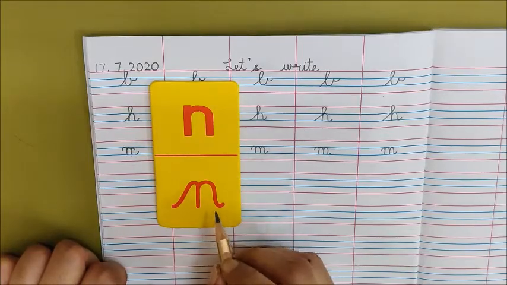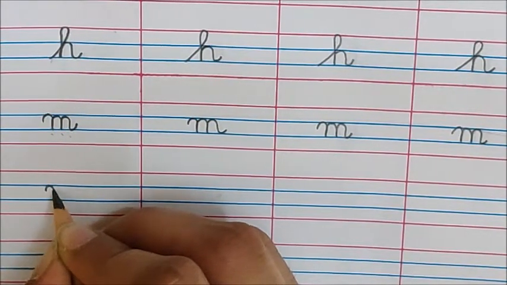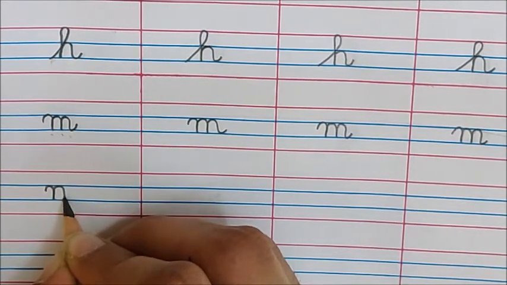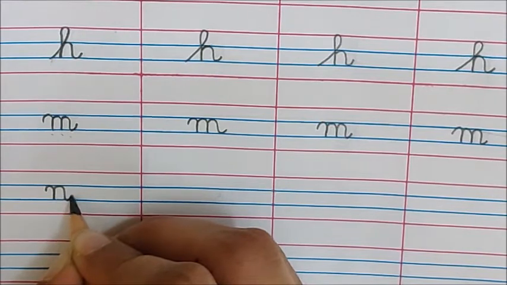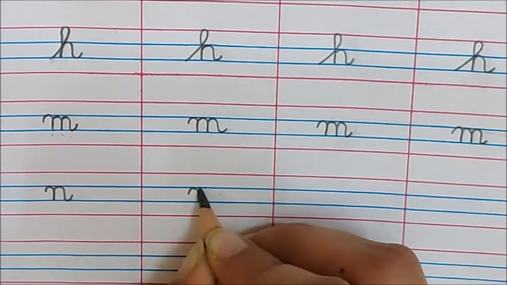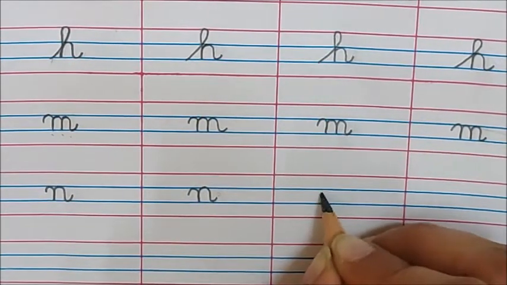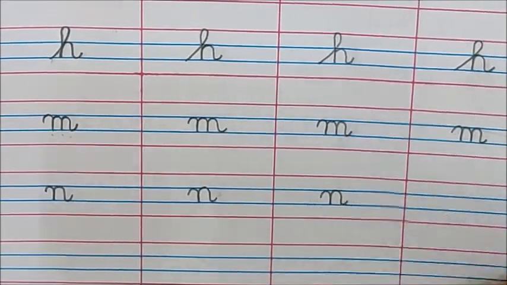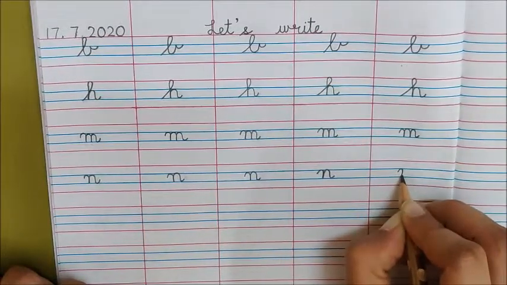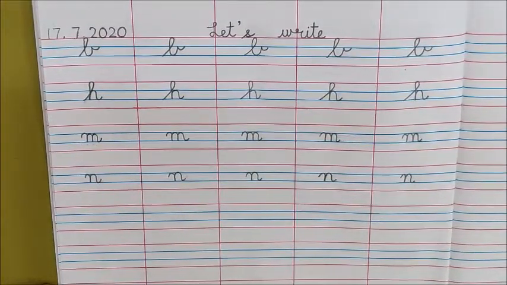So let us write letter N in the next row. Small hand, go down one leg, come up, down two legs and a small tail. One leg, two legs and a small tail. N, N, N. Now our next letter comes.